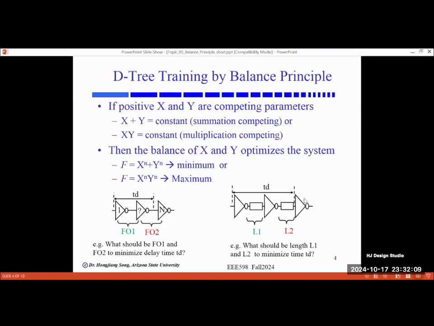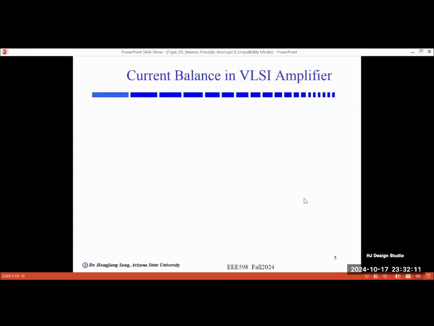this interconnect driver circuitry. So now let's look into how the balance principle can be used for decision making in analog circuit design. So now let's look at a simple CMOS amplifier. How can we ensure high gain across all the process corners?